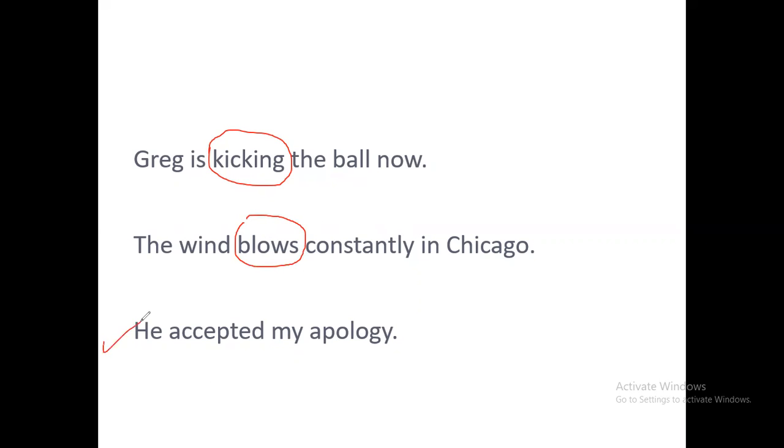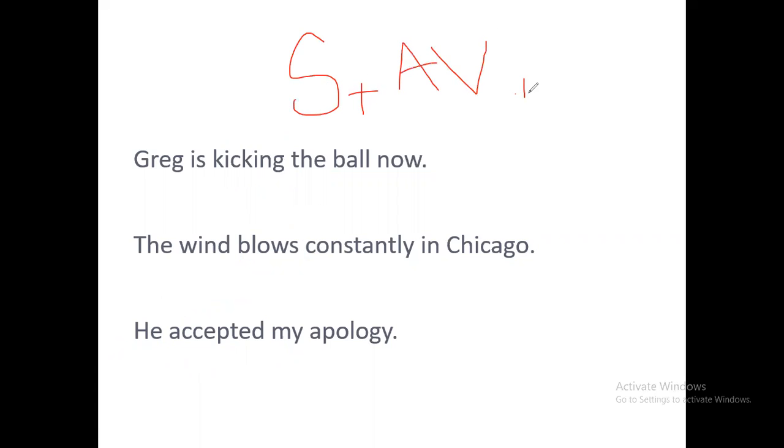The third sentence here, he accepted my apology. Accepted is the action verb. The word accepted describes what he did, because here we have ed, so it's in the past. So when we use the action verb, the sentence structure will be subject. What's the meaning of subject? That means who the sentence is about. After the subject, we have the action verb, AV, that means action verb. Then we have the rest of the sentence.